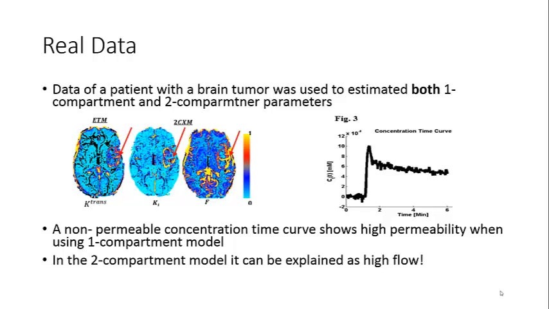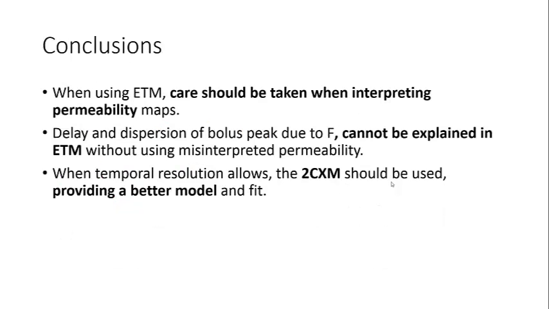As expected by simulation, we saw that next to the tumor, we estimated permeability in the simpler model, while estimating high flow and no permeability in the more complex model. When looking at the signal in that area, we can see that indeed it does not have the shape of a signal consisting of permeability.